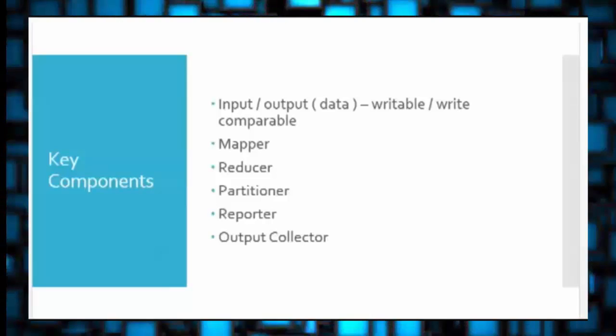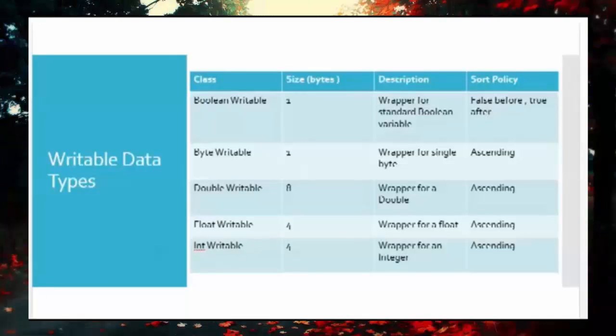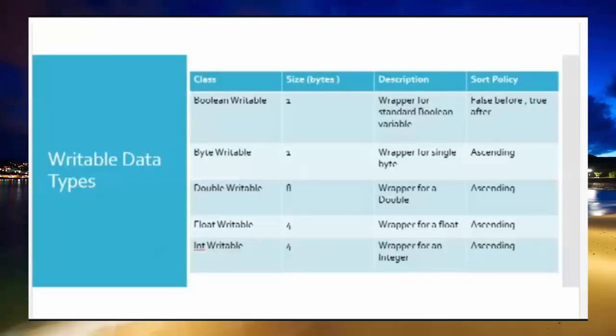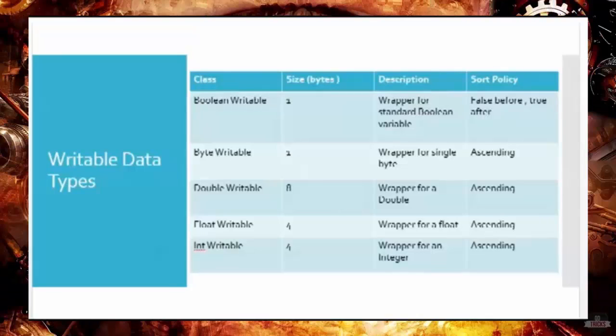Now it's time to talk about those writable data types. You may remember that I talked about HDFS files as being immutable. So how do we perform looped aggregations? We have special types, which are extensions beyond the base Java types, and they're required for MapReduce. So you can see them listed here. You've got everything from a BooleanWritable all the way to a LongWritable.